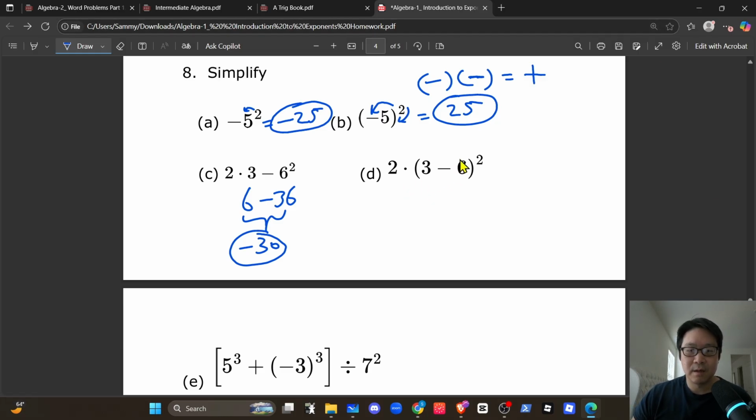In D, you would do the parentheses first, so 3 minus 6 is -3. Keep that in parentheses. You're going to raise it to the power of 2. So this is going to end up becoming 2 times +9. 3 squared is 9, and a negative squared is a positive. So 2 times 9 is going to give you 18.